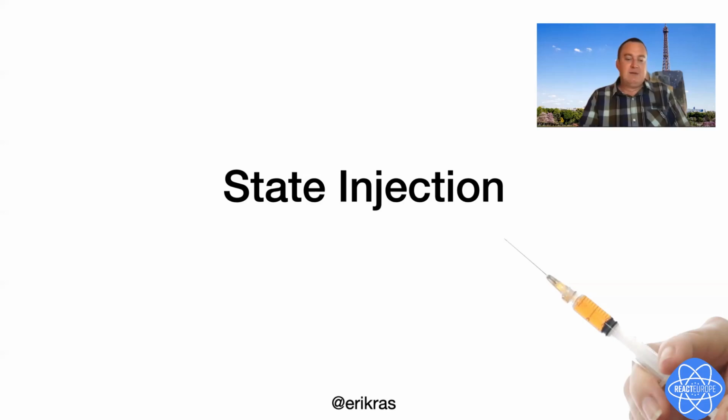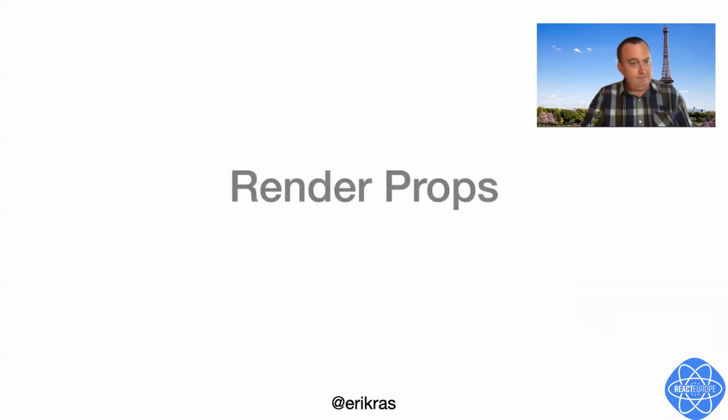For one, you have to decorate the entire component to inject state into your props. And also, you can't just inject a bit of state right where you need it when you're writing your JSX. It has to be for the whole component. So the community felt some of these pains and came up with a solution: render props.